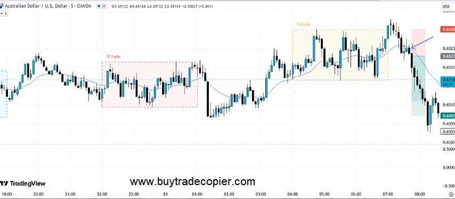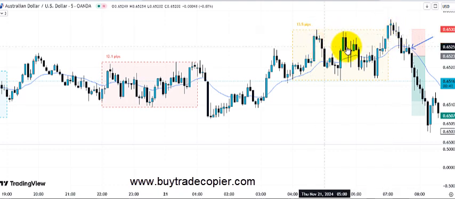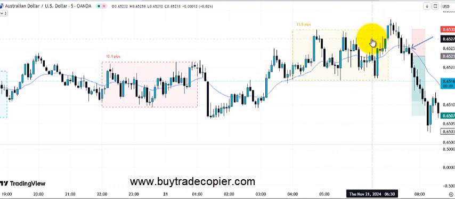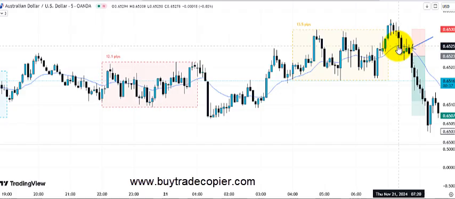Right now, we're looking at the Australian dollar. This is a 5-minute chart. Today is Thursday, November 21st. These trades were all taken during the New York session. So this one, I didn't get in up here at the top. Obviously, you can see what I was doing here, looking for this area of resistance and then the rollover.